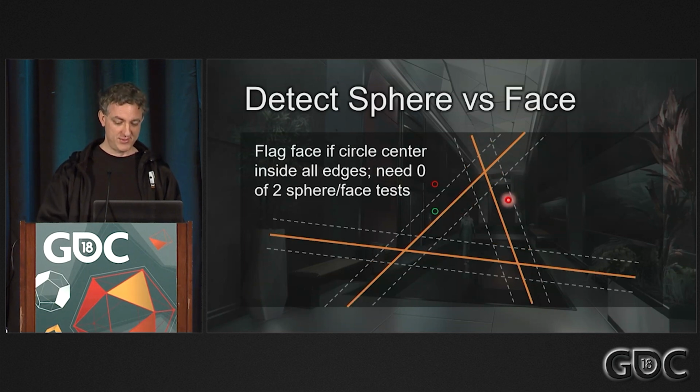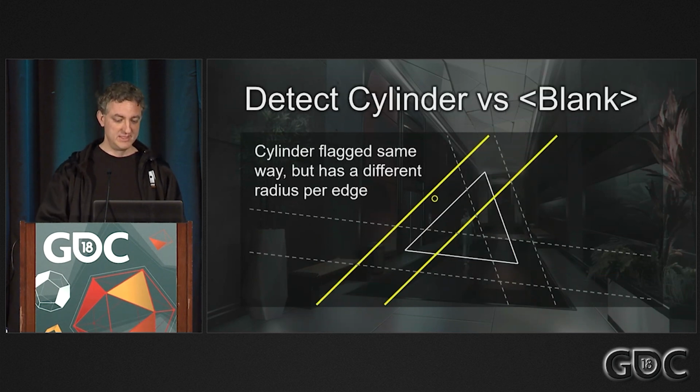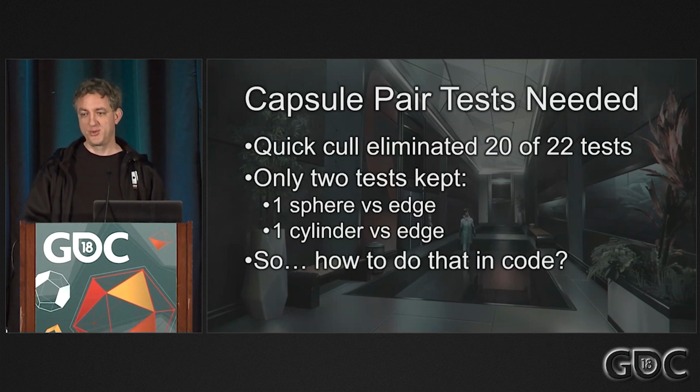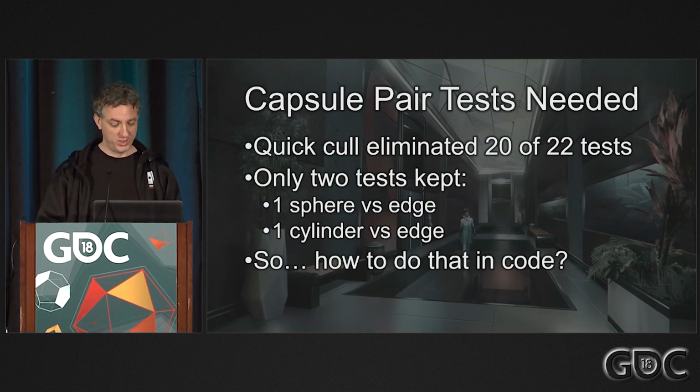The face is if you're all on the same side of the lines. We don't need to test the face with either. Cylinder is exactly the same, except instead of using the radius, you project the sphere perpendicular to the edge, which is pretty cheap. So you get a different radius for each band for the cylinder. So our quick call eliminated 20 out of 22 tests. That's pretty good. We only kept 2 tests.